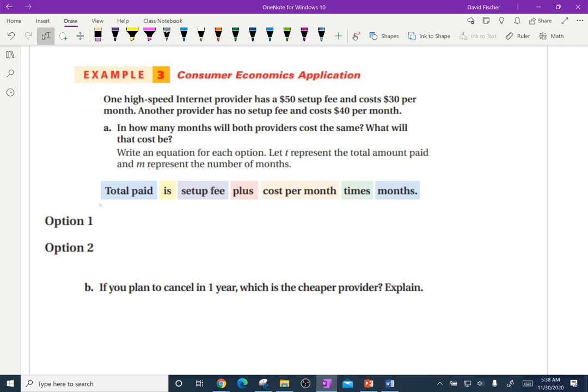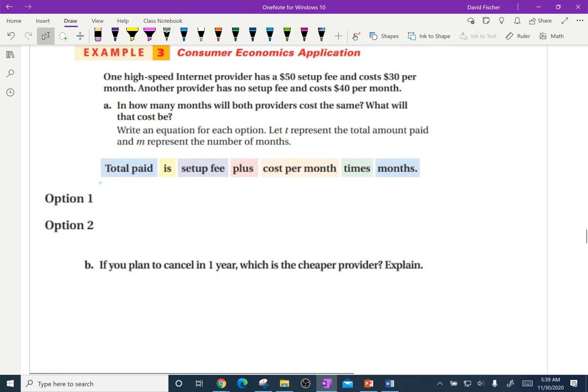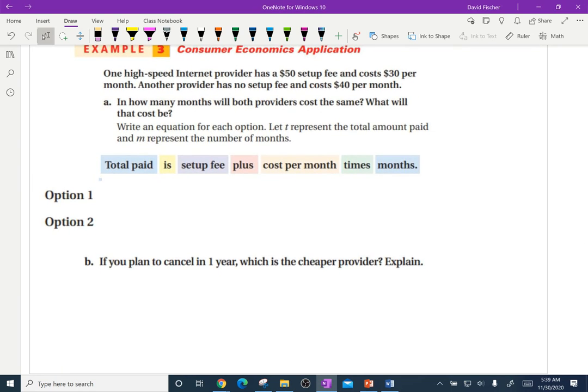All right, here's our internet problem. This happens all the time. One company will have a setup fee of $50 and cost $30 a month, and the other one has no setup fee and costs $40 a month. How many months will both providers be the same? As soon as they say the same, I'm thinking in my head, systems of equations. They also gave us a little extra help in writing our equations. They say let T represent the total amount paid and M be the number of months. So total paid is T.